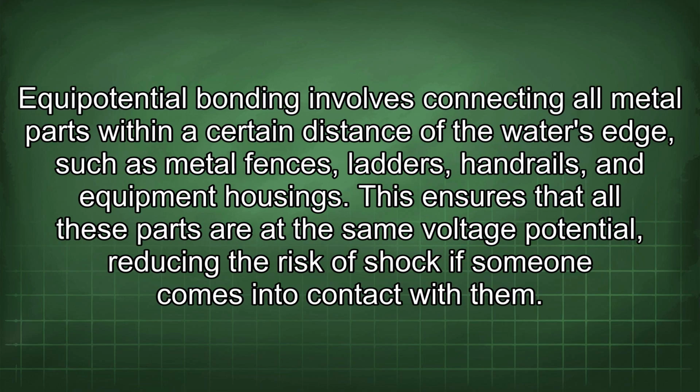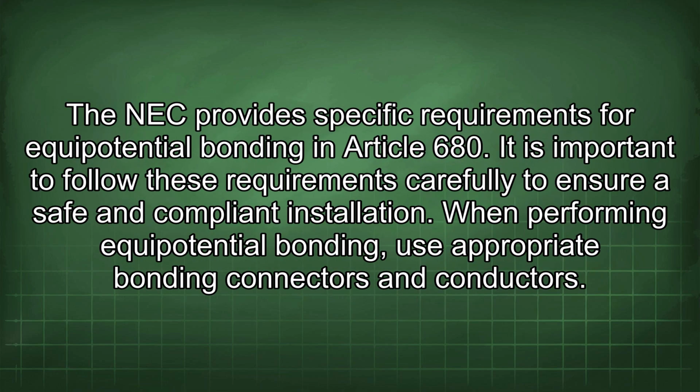Equipotential bonding involves connecting all metal parts within a certain distance of the water's edge, such as metal fences, ladders, handrails, and equipment housings. This ensures that all these parts are at the same voltage potential, reducing the risk of shock if someone comes into contact with them. The NEC provides specific requirements for equipotential bonding in Article 680. It is important to follow these requirements carefully to ensure safe and compliant installation.